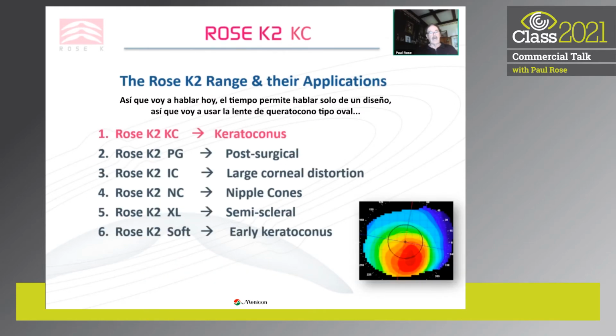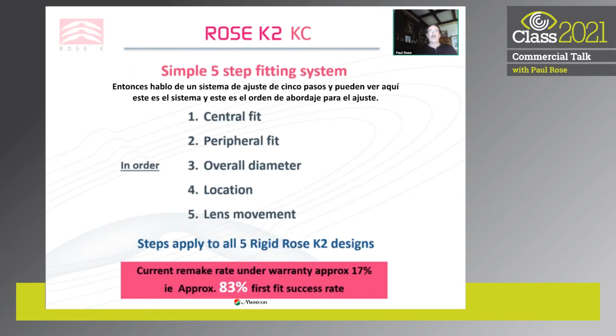I'm going to talk today, as time allows me to talk only about one type of design, so I'm going to use the keratoconic lens as an example, because for all the corneal lens systems, the system of fitting is exactly the same. So where I'm talking about the keratoconic design or the nipple cone design, we use exactly the same process. So I talked about a 5-step fitting system, and this is the order you approach the fitting under. You start with the central fit, move to the peripheral fit, the diameter, location, and finally the lens movement.